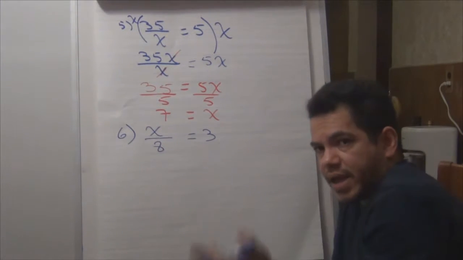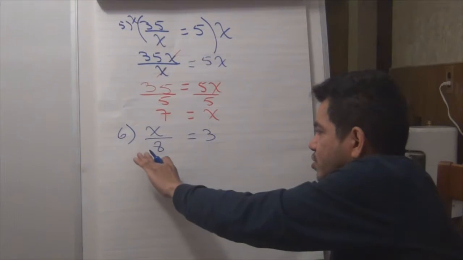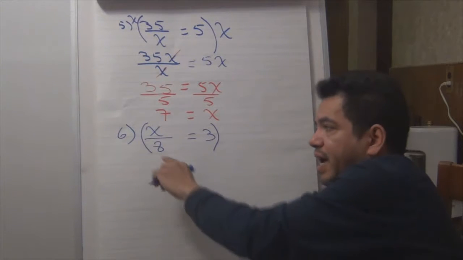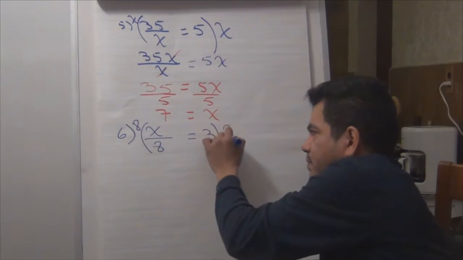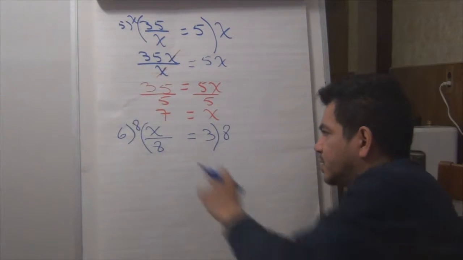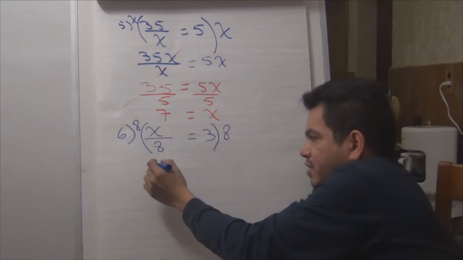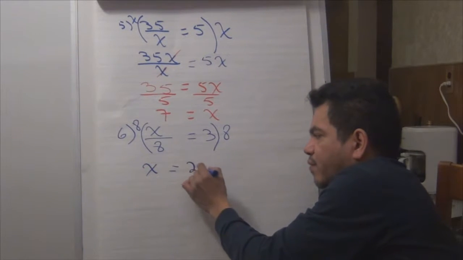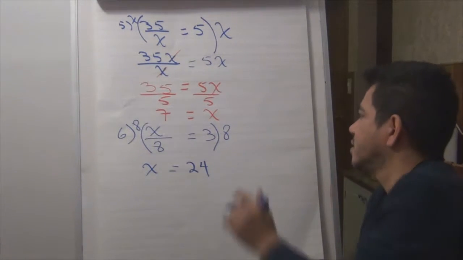So x is being divided by 8. I need to undo that denominator. I don't want denominators, so I'm going to multiply by the common denominator, or undo this division by 8 with a multiplication of 8. Okay? So 8 times x is 8x, divided by 8 is just x. 3 times 8 is 24. And at the end, x is 24.